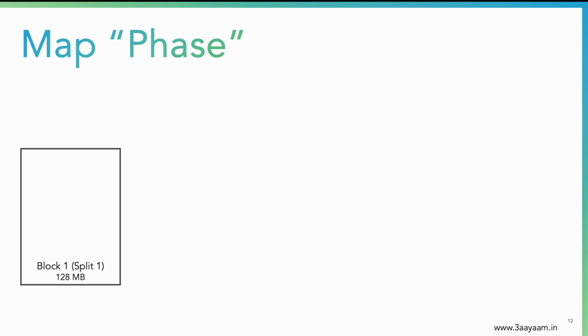Now, obviously, your data size would not be so small. It would be multi GB, hundreds of GBs, or maybe in terabytes also. So if, let's say, the size is 100 GB, then the number of blocks would be 100 GB divided by 128 MB. And the process that I'm discussing would be the same for all the blocks.